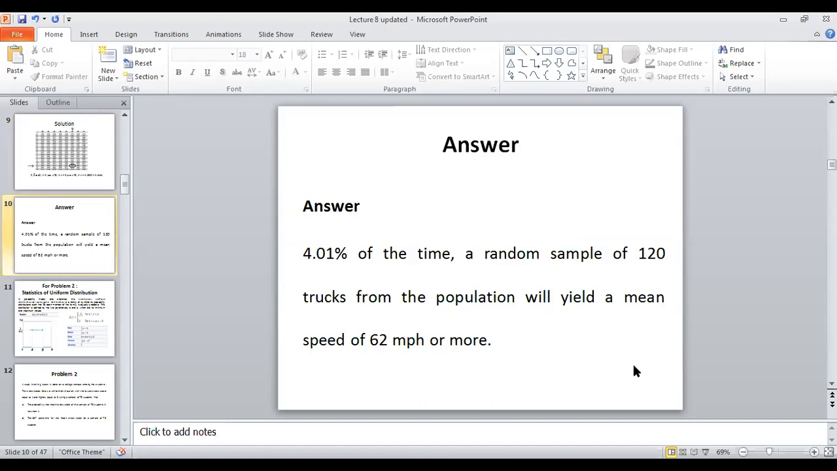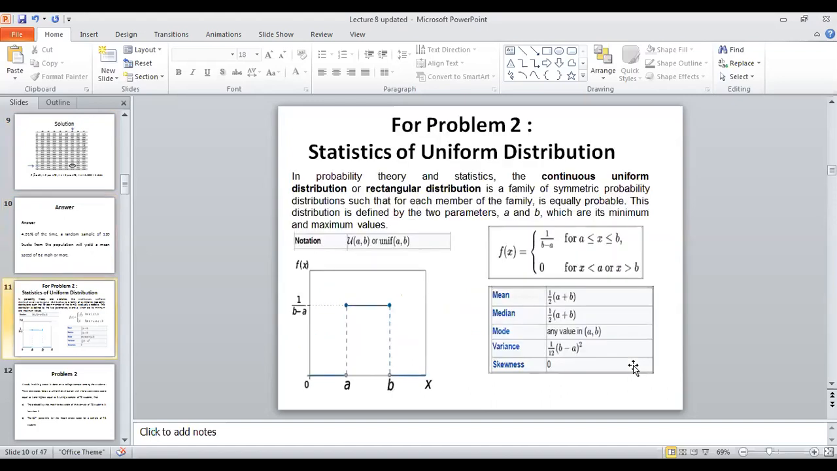So it's a 4.01% chance that we get a speed which is greater than 62 miles per hour. So that's how the solution goes. I hope this problem is understandable to everybody. Let's move on to the next problem.